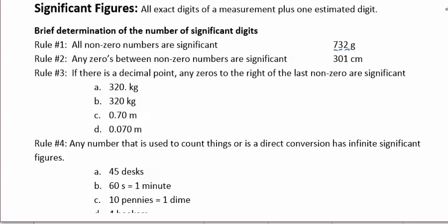Rule number 2, any zeros between non-zero numbers are also significant. So in this number, we have 301. The 0 is significant. I like to think of it as a sandwich. This is a zero sandwich. You have a number on either side with the 0 in the middle. Therefore, the 0 is significant. There's no doubt in my mind that that's a significant measurement. So both of these values right now have 3 significant figures.